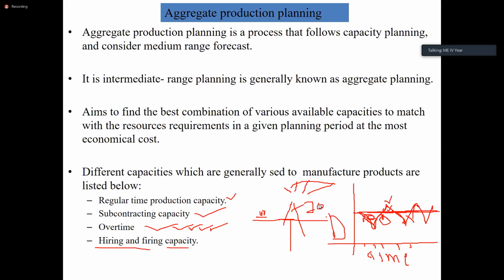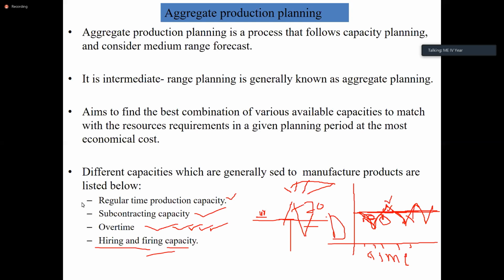Okay, sometimes what happens, suddenly the demand is reduced. In that case, what they do is fire some employees to save some money for the company. So this is the hiring and firing capacity.